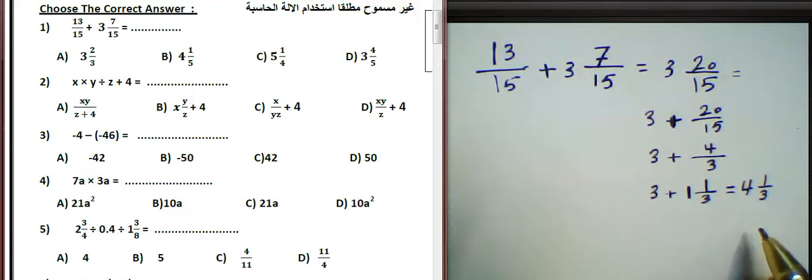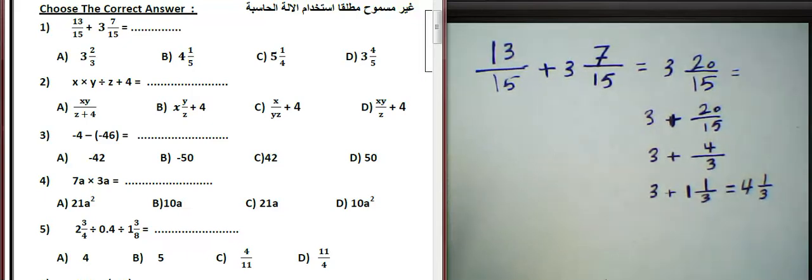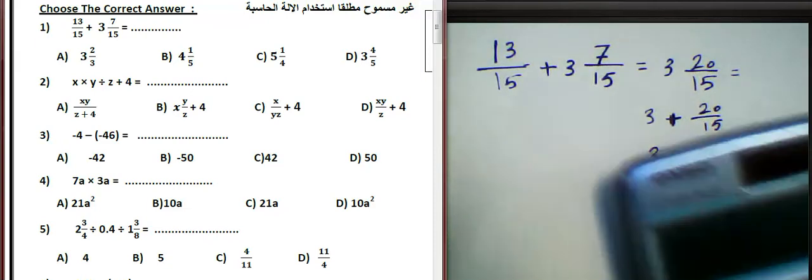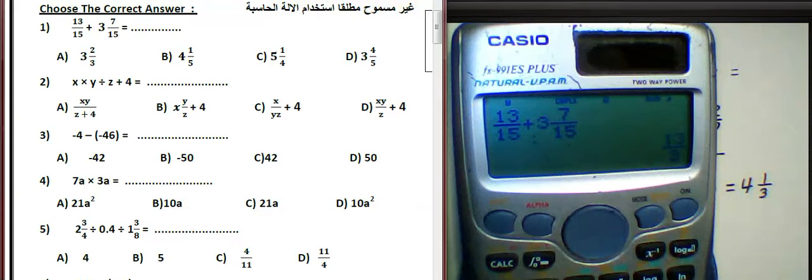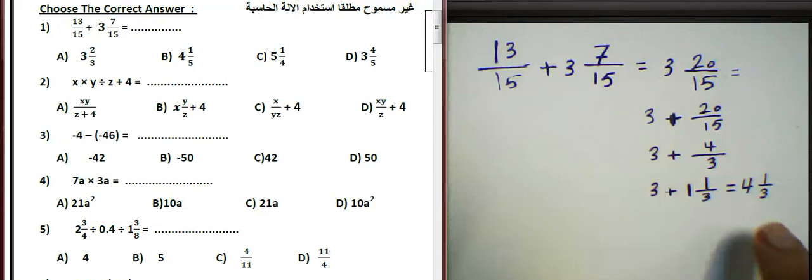So we must choose 4 and 1 over 3. Okay, the result will be 4 and 1 over 3. We can write this operation in your calculator. The result will be 13 over 3. It will be 4 and a third.